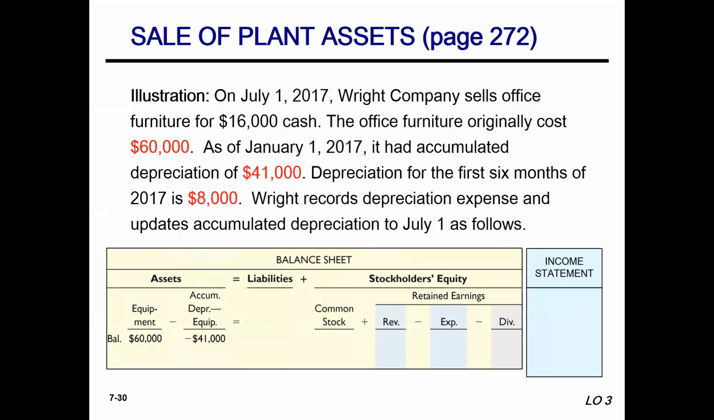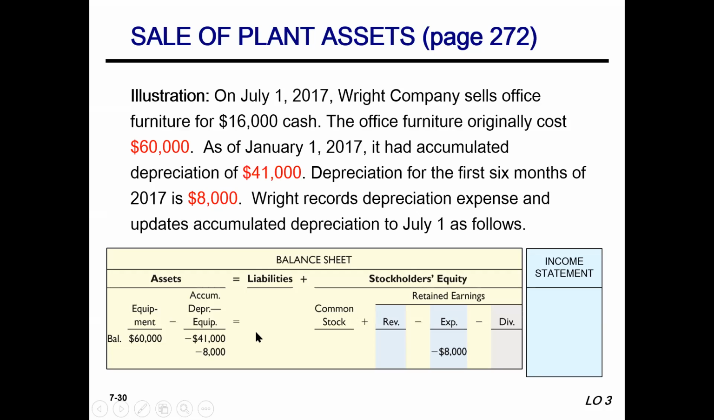All right. So just illustrating the transaction here, if we look at a July 1st transaction, they're going to sell some furniture for 16,000 cash. It originally cost 60,000. It had accumulated depreciation of 41,000. And then depreciation for the first 6 months of 2017 is 8,000. So they're going to record the depreciation expense as we see here. So equipment, we know, cost $60,000 originally, accumulated at 41 to start, and then we have the $8,000 for 6 months of the asset here.